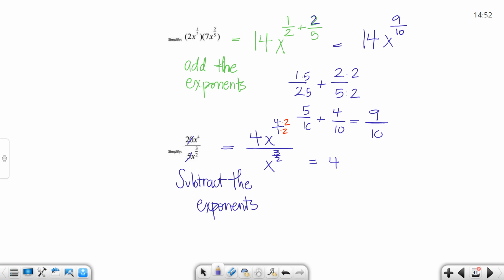So we're going to get 4x to the 8 over 2 over x to the 3 over 2. So you get a 4 in the top. 8 halves minus 3 halves would give us 5 halves. You can put it over 1 if you want to, or you can just say it's 4x to the 5 halves.